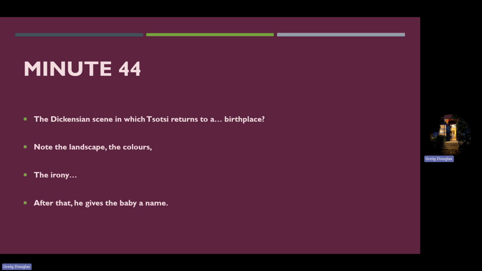Around about minute 44, we have a scene in which Tsotsi returns to, maybe not his birthplace, but a place where he ran away from and then had to grow up by himself.